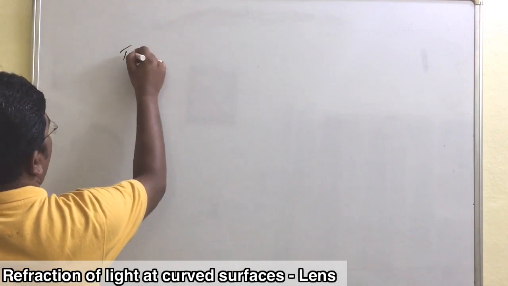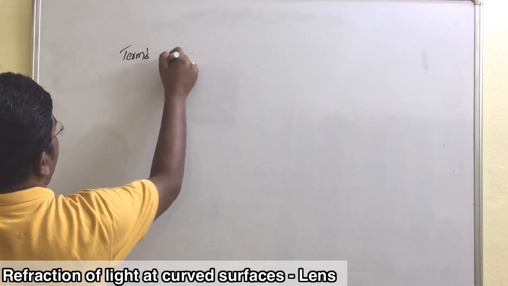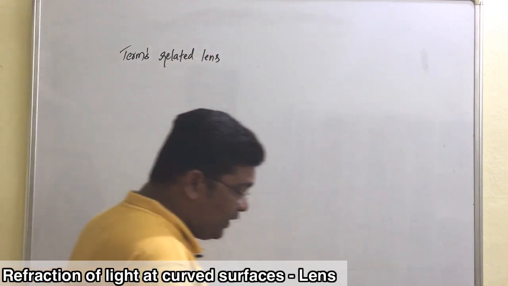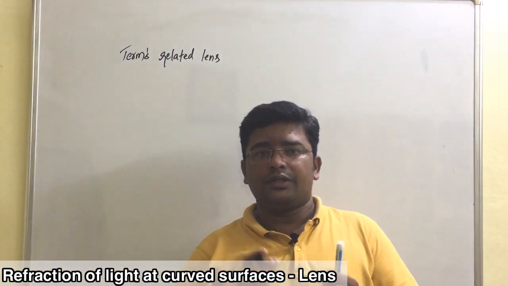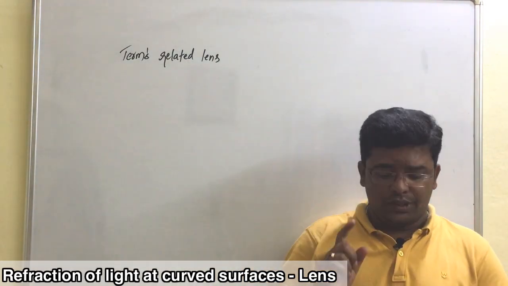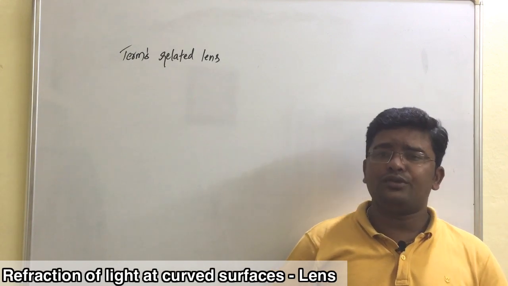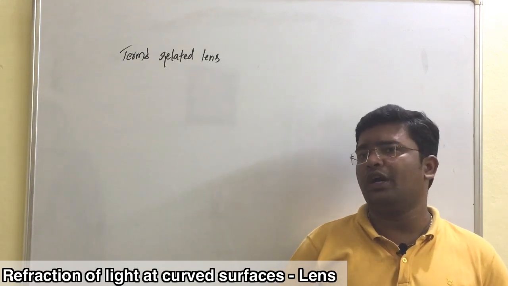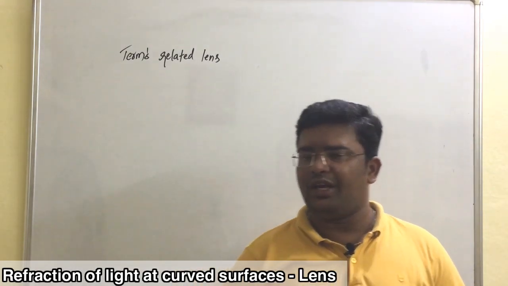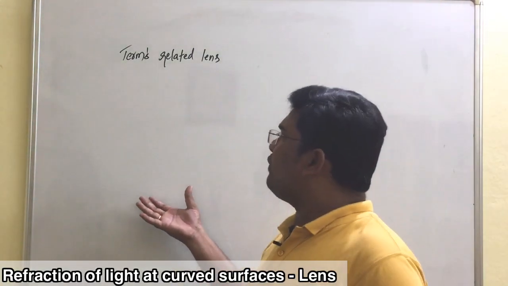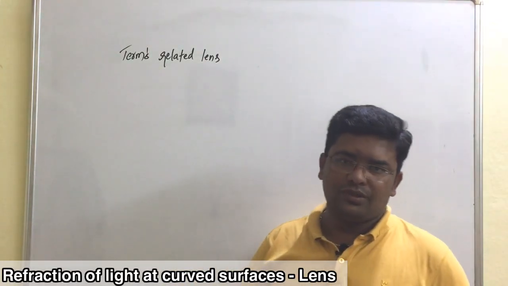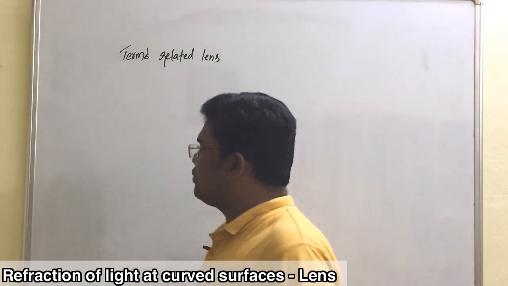So the next topic is terms related to lenses. As we studied in reflection, there are certain terms which are related to mirrors also. What are those? Spherical mirrors: center of curvature, pole, radius of curvature, focus, focal length. So these are the terms related to mirrors that we studied in reflection. In the part of refraction of lens, we are also going to learn certain terms which are related to them. Let us discuss those terms.